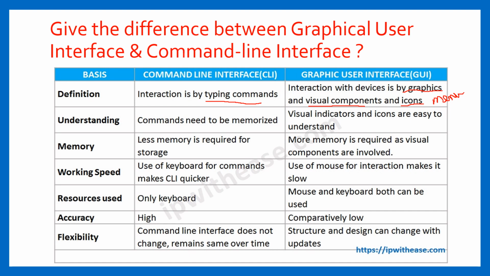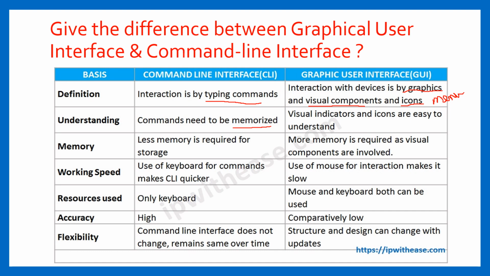And coming to the command line interface, commands need to be memorized. You need to memorize all the commands. While coming to the graphical user interface, it is very easy because visual indicators and icons are there. They make the understanding very easy. And memory wise, less memory is required for storage in the command line interface. While coming to the graphical user interface, more memory is required as visual components are involved. Visual components will require more space because there are some types of images and all which require more space.